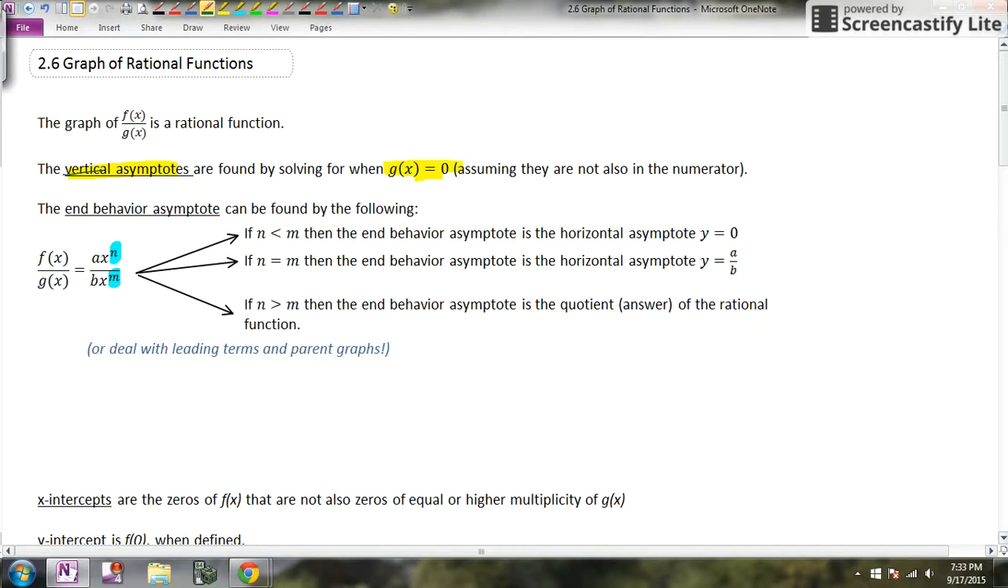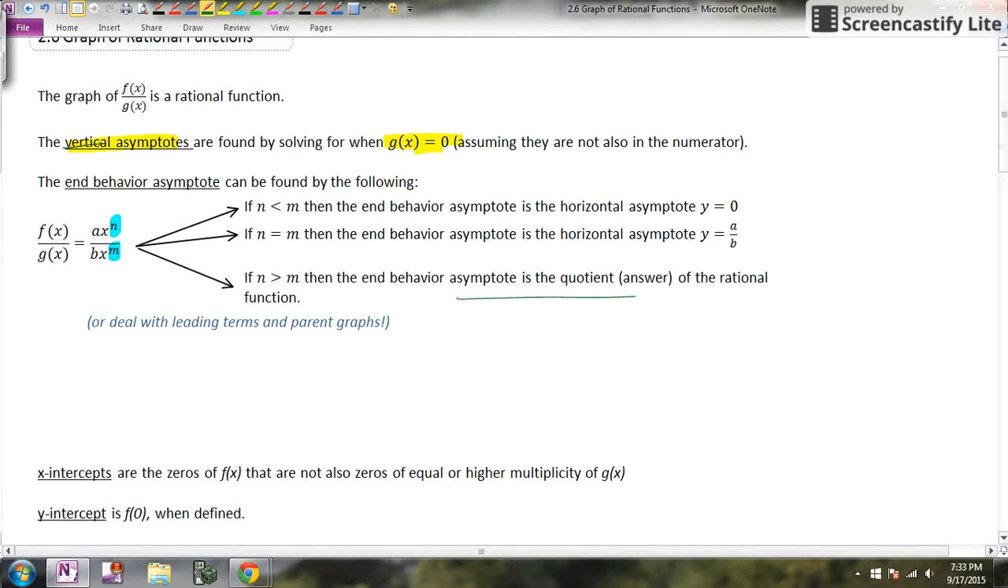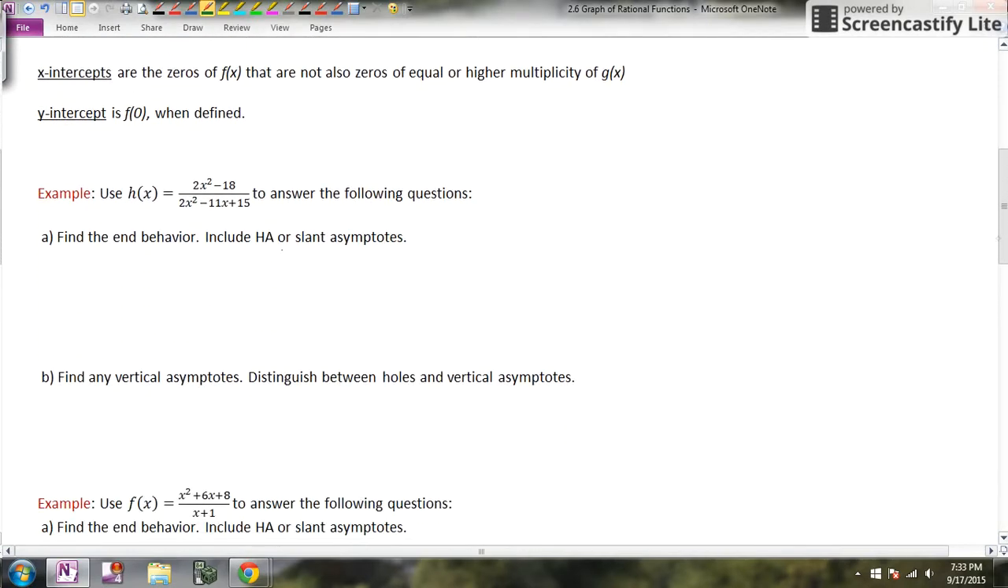Now, for the one that said there's no horizontal asymptote, just be careful, because there is also a different type of asymptote there. This last one is when you have the quotient of the rational function. The end behavior follows whatever you get if you divide those two things out. And that's where long division really comes in helpful, and we'll do some of those.